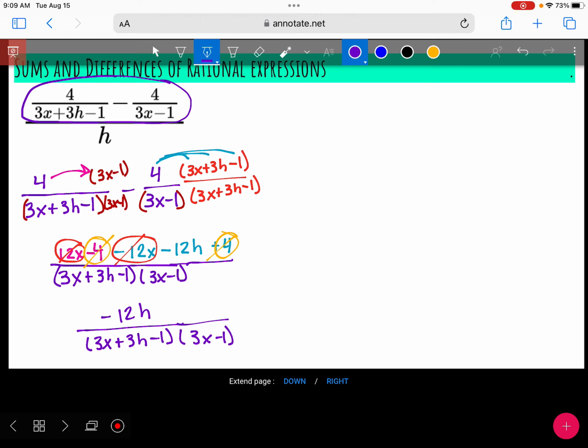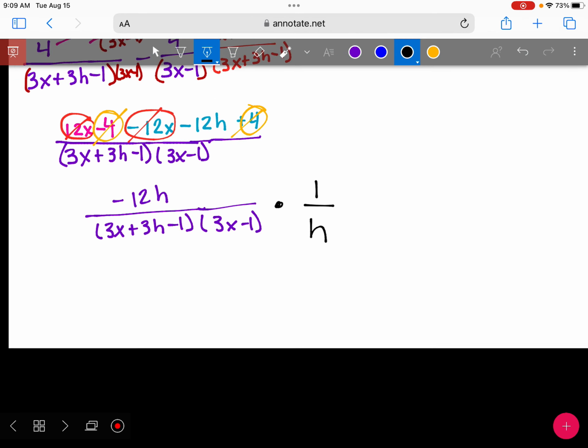Remember, all of this is still being divided by h. This is just our numerator. All of that divided by h. So instead of writing it as a giant fraction, I'm going to go like this. Divide by h. Or we can think, well, wait, division: keep, change, flip. So that whole fraction times 1 over h. So I'm just going to erase and write that because I don't want to have to rewrite the whole dang fraction. Times 1 over h.